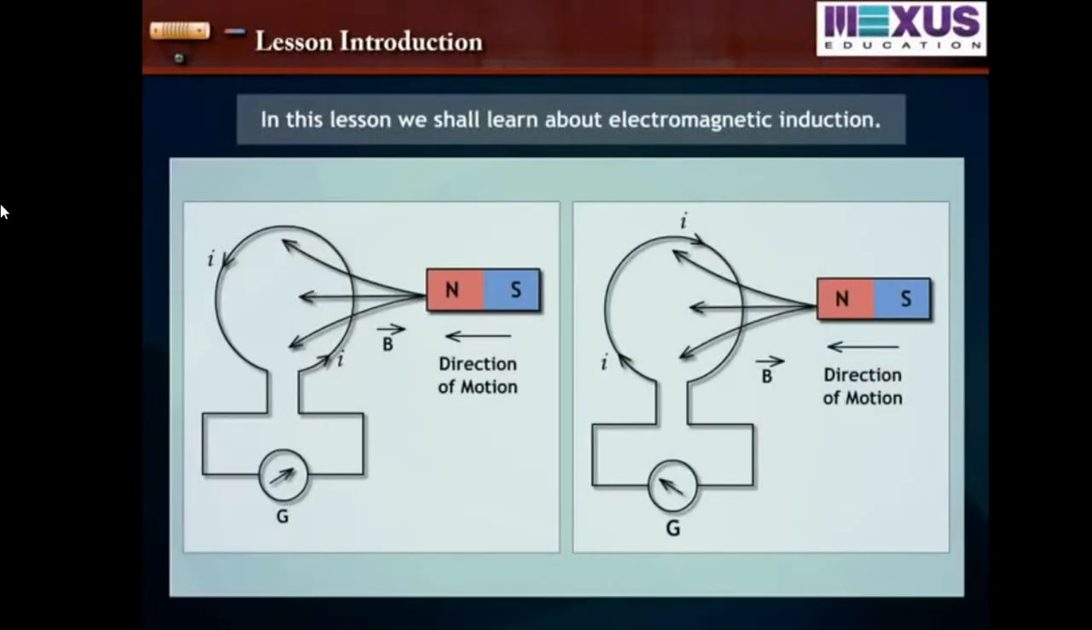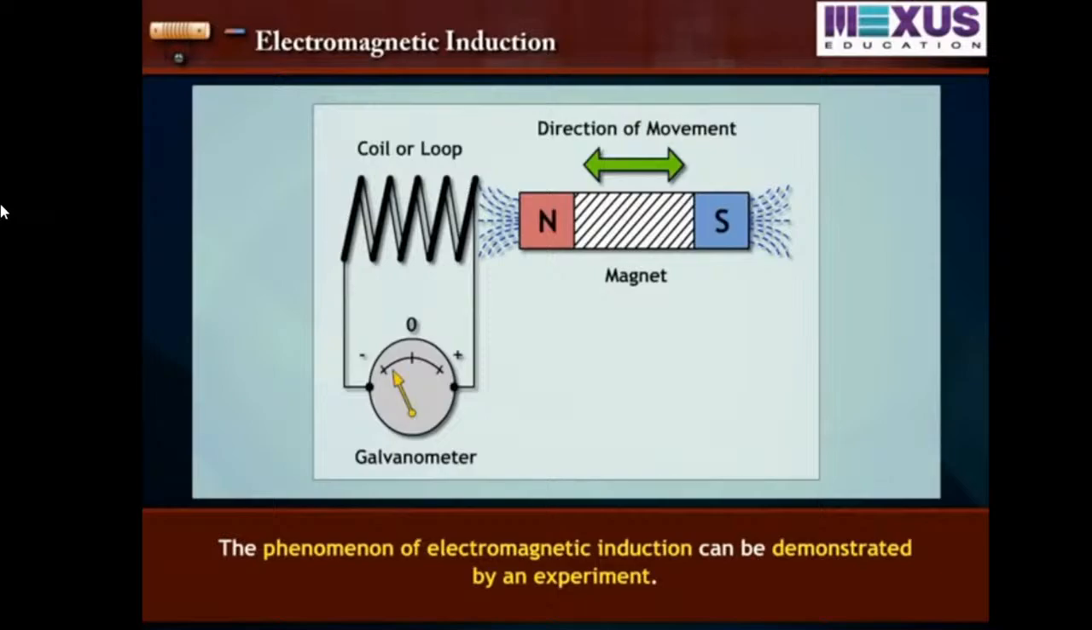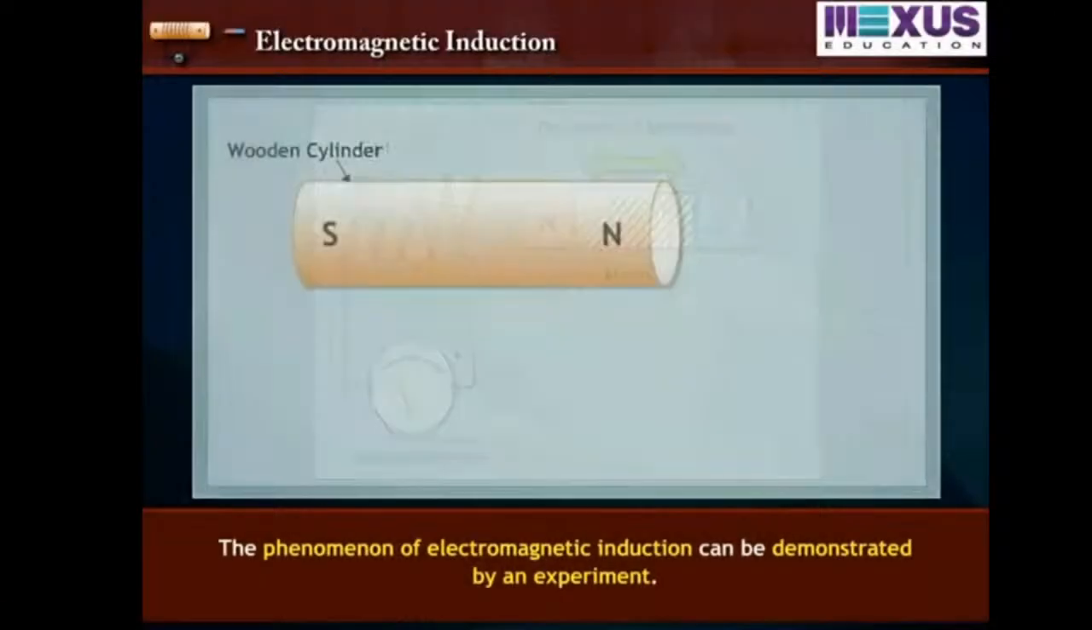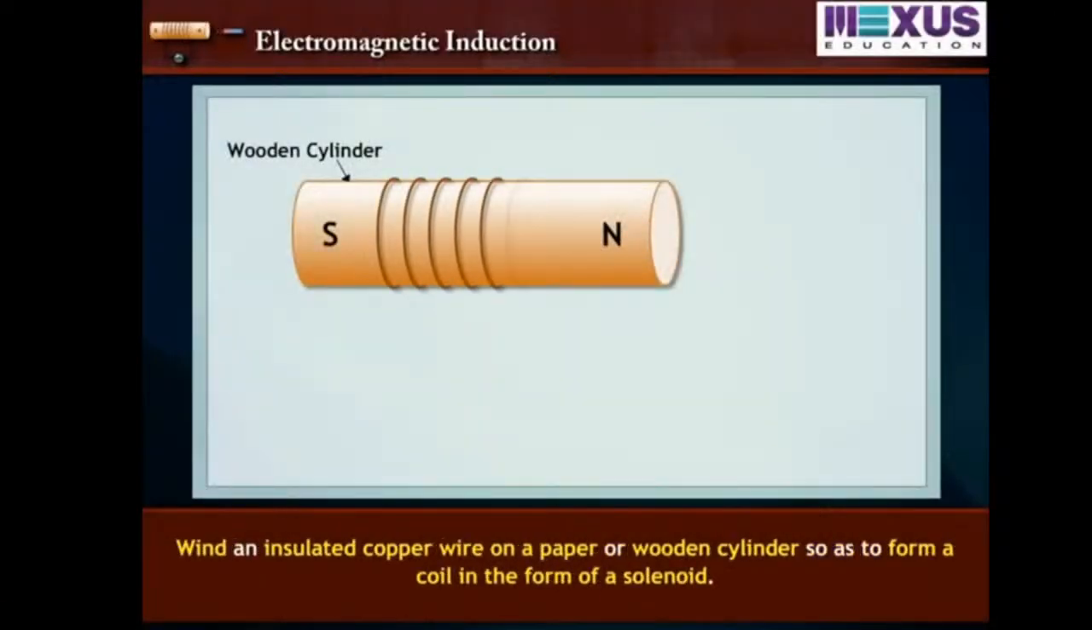In this lesson, we shall learn about electromagnetic induction. The phenomenon of electromagnetic induction can be demonstrated by an experiment. Wind an insulated copper wire on a paper or wooden cylinder so as to form a coil in the form of a solenoid.